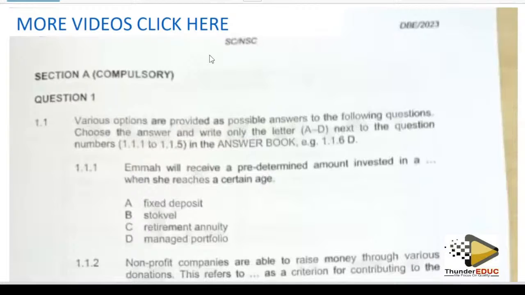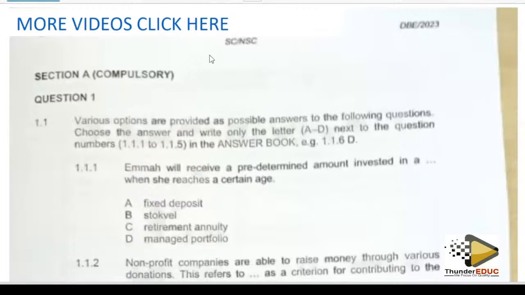Various options are provided as possible answers to the following questions. Choose the answer and write only a letter A to D as shown there on the question paper. So again, you are expected to make sure that any example that is actually being given to you, you follow it. Okay. So now let's check 1.1.1. 1.1.1 reads as follows. Emma will receive a predetermined amount invested in a dash when she reaches a certain age.